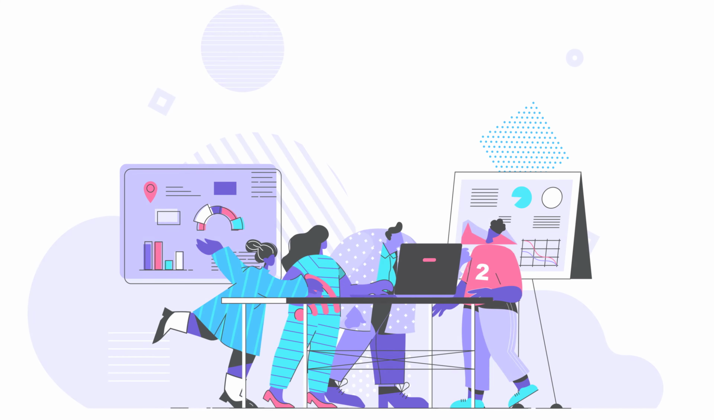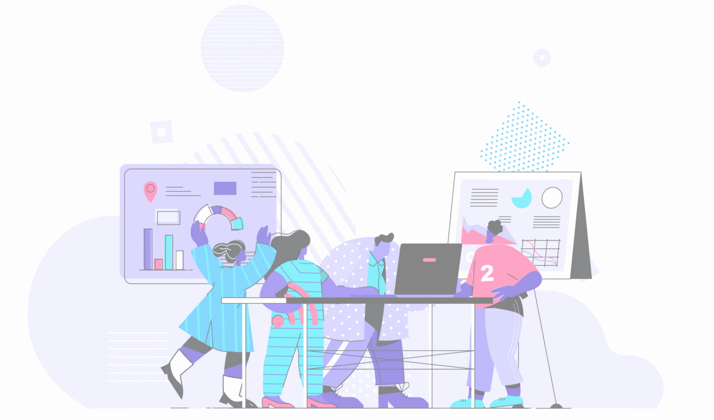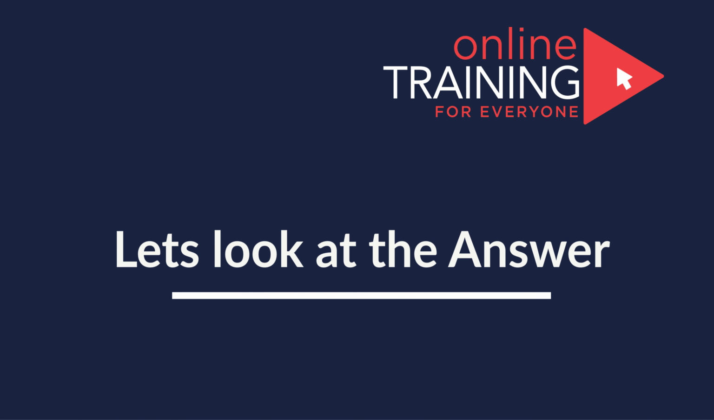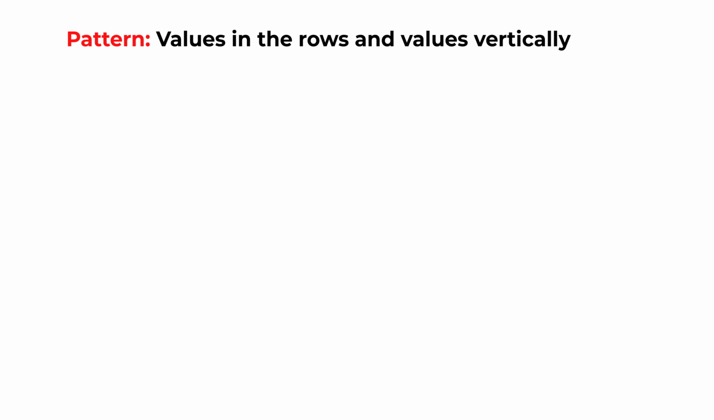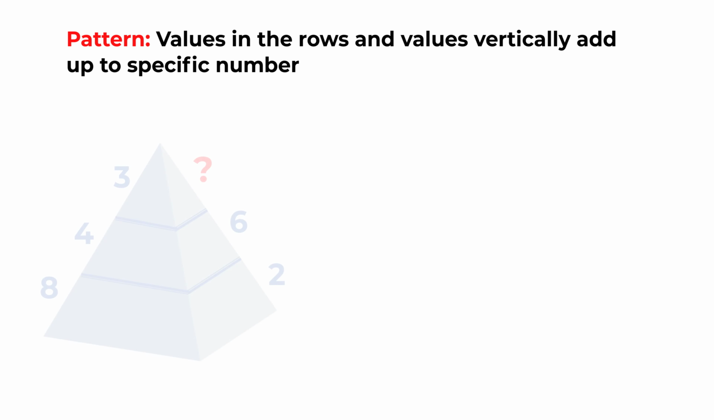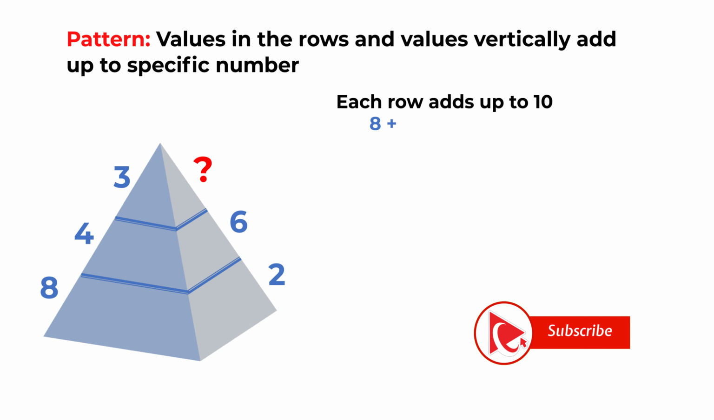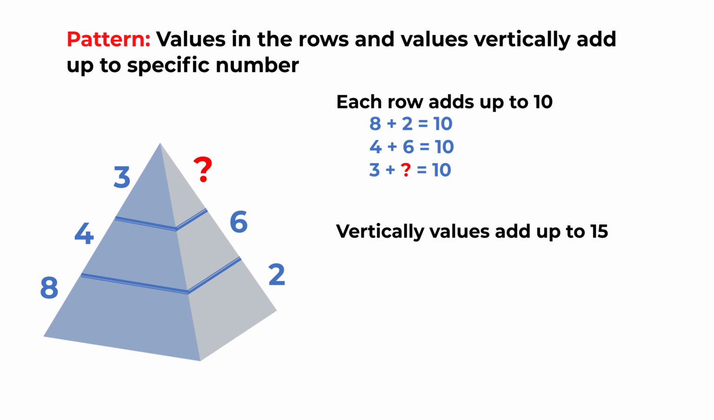Ready or not, let's go ahead and get to the correct solution together. As you might have figured out, the key to solve these types of challenges is always look for patterns. And if you look closely, each row adds up to 10. And vertically, values also add up to 15. So the correct answer here is choice C, 7.